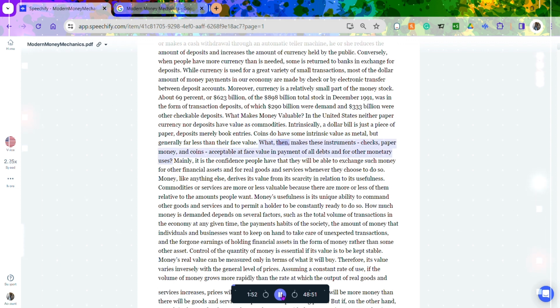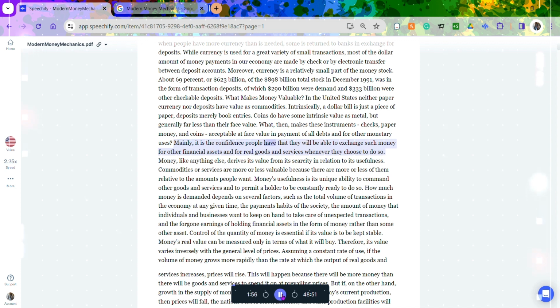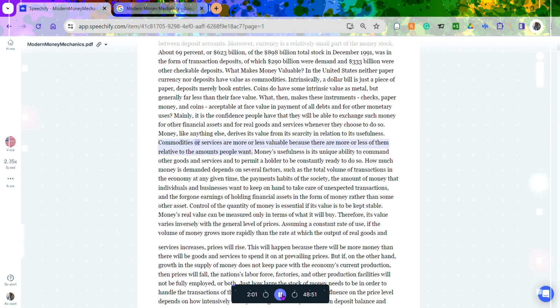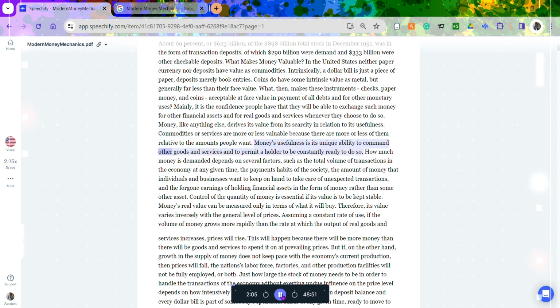What, then, makes these instruments, checks, paper money, and coins, acceptable at face value in payment of all debts and for other monetary uses? Mainly, it is the confidence people have that they will be able to exchange such money for other financial assets and for real goods and services whenever they choose to do so. Money, like anything else, derives its value from its scarcity in relation to its usefulness. Commodities or services are more or less valuable because there are more or less of them relative to the amounts people want. Money's usefulness is its unique ability to command other goods and services and to permit a holder to be constantly ready to do so.